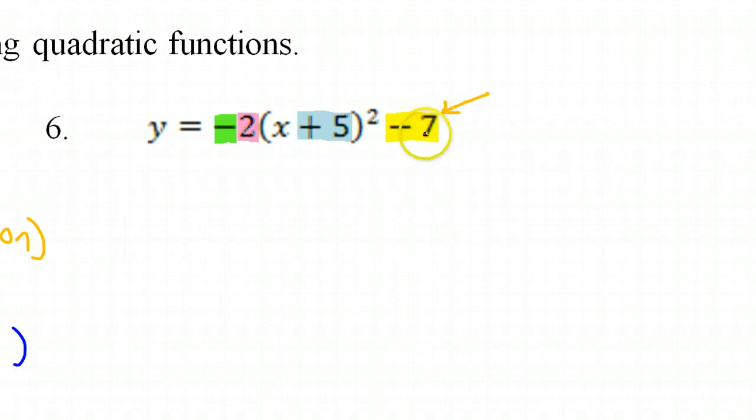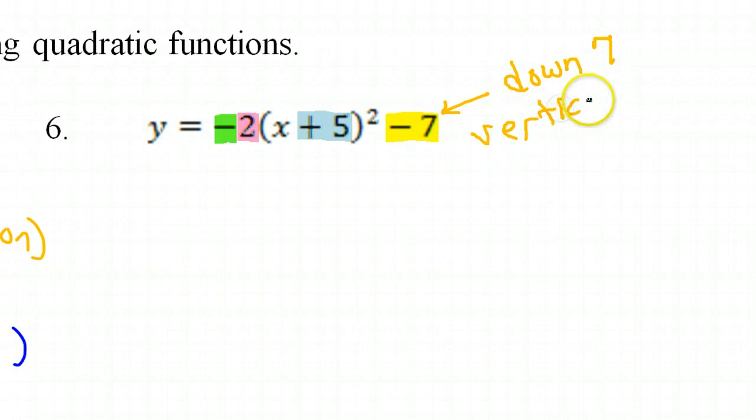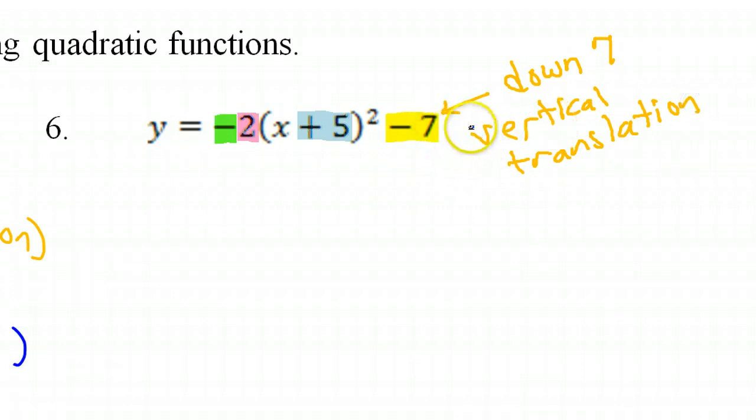So this one, remember, when a number is outside the parentheses being added or subtracted, that is a vertical translation. We're talking about up or down. In this case, this is down 7. Vertical translation. So that's a vertical translation down 7.